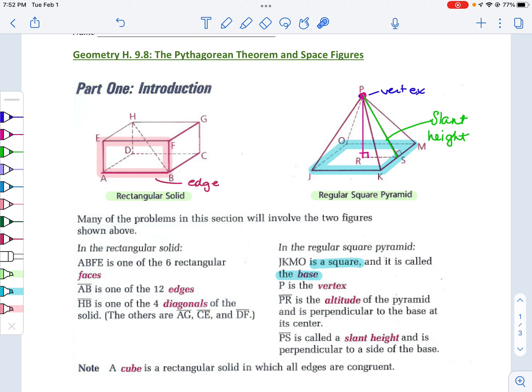Last little note down here says a cube is a rectangular solid in which all edges are congruent. You think of a Rubik's Cube, you think about a die that you roll, a 6-sided die. Cube, 6 squares, 6 square faces.